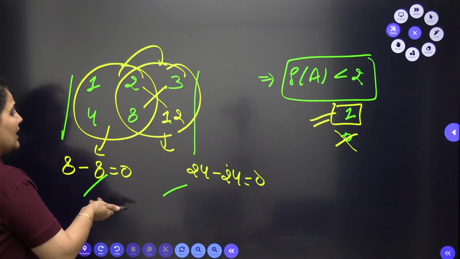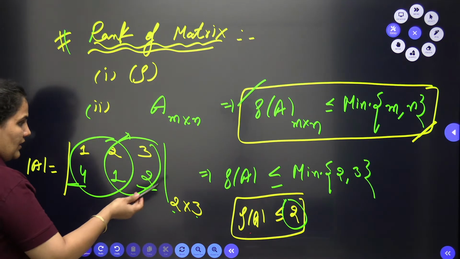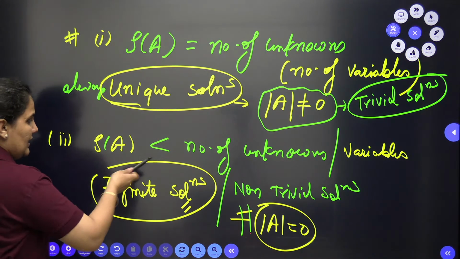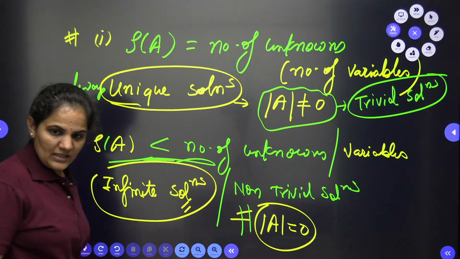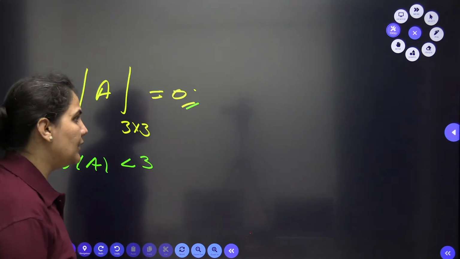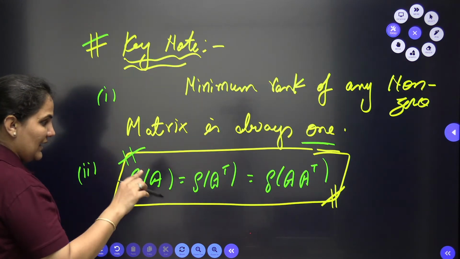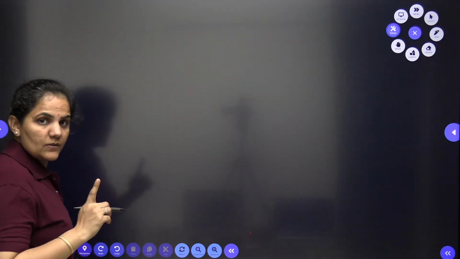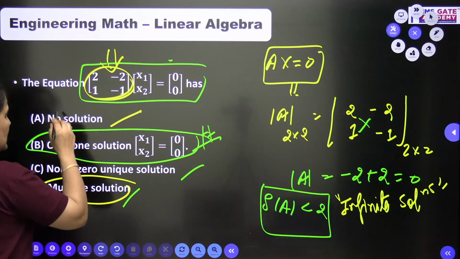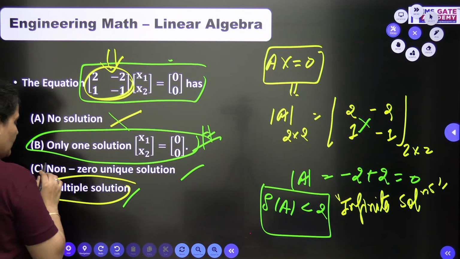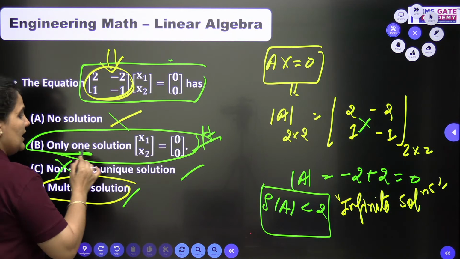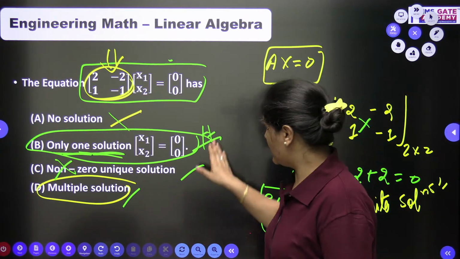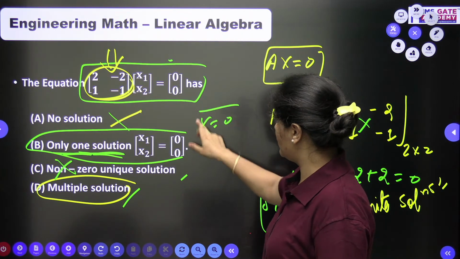So we had a discussion that when the rank is less than 2, or the number of unknowns, it will have infinitely many solutions. When rank is less than the number of unknowns, and the number of unknowns here is only 2, x1 and x2. So I am getting multiple solutions or infinitely many solutions. But suppose they give you that no solution is not possible, non-zero unique solution is also not possible. It is mentioned only one solution. It means we are having only x equals 0 as a solution.